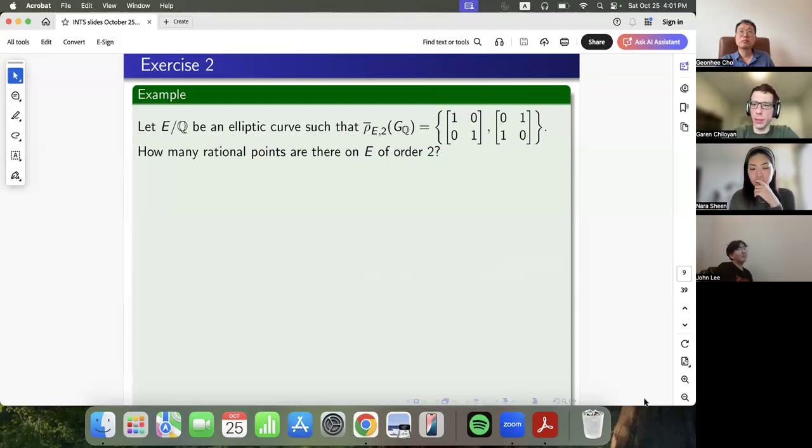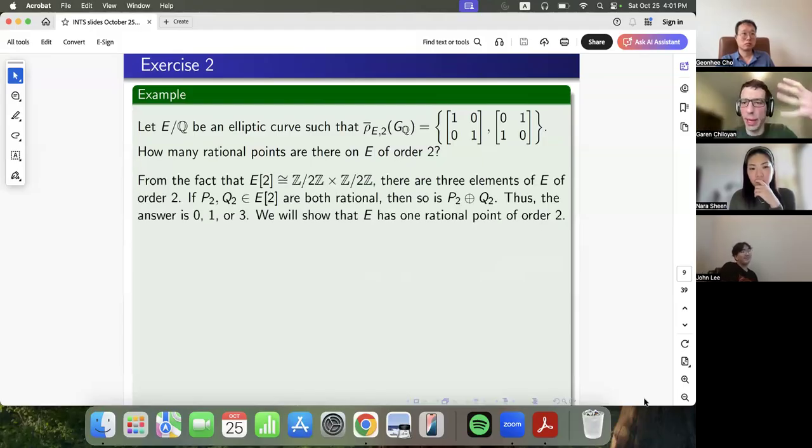So before we actually give you the answer, what are the naive possibilities? Remember, E bracket N is Z mod NZ cross Z mod NZ. So in this case, I'm focusing on N equals 2. So E bracket 2 is Z mod 2 cross Z mod 2. So that's 4 elements. In E bracket 2, you have the point of order 1, and you have points of order 2. So there are 3 elements on E of order 2. I didn't tell you which ones are rational or irrational. It's just 3 of them are of order 2. Fine.